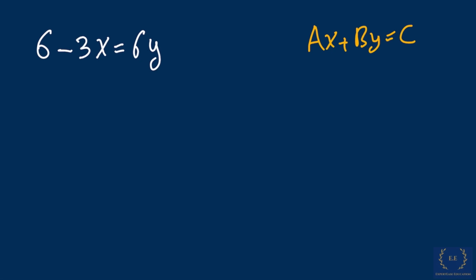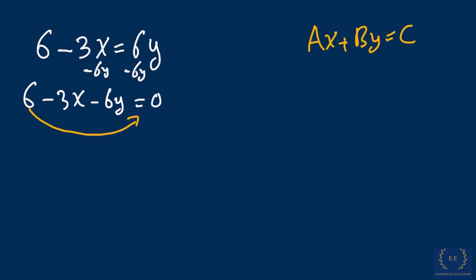So what I need to do is, I need to get the 6 over here. So I'm going to say 6 minus 3x minus 6y, minus 6y. I'll have minus 6y equals 0. Excellent. Now take the 6 and put it over here by just simply subtracting 6, right? So I have minus 6 and minus 6. So I will have minus 3x minus 6y equals minus 6, correct?